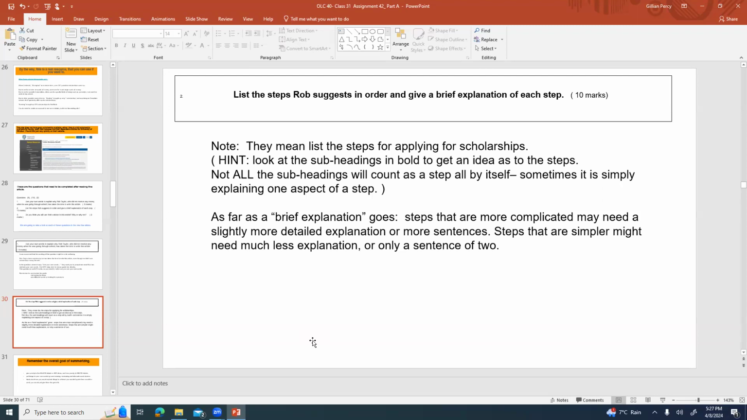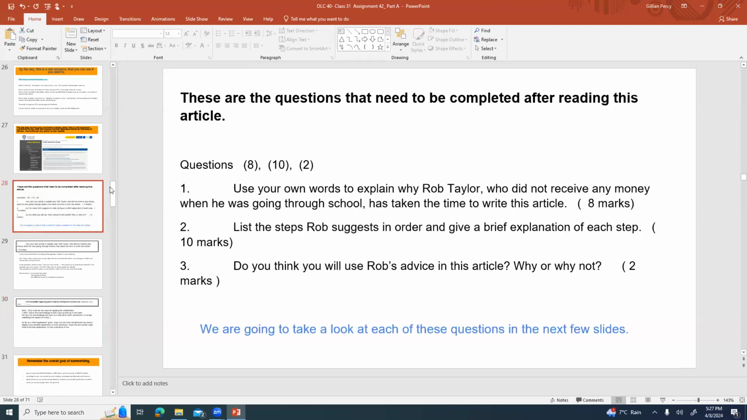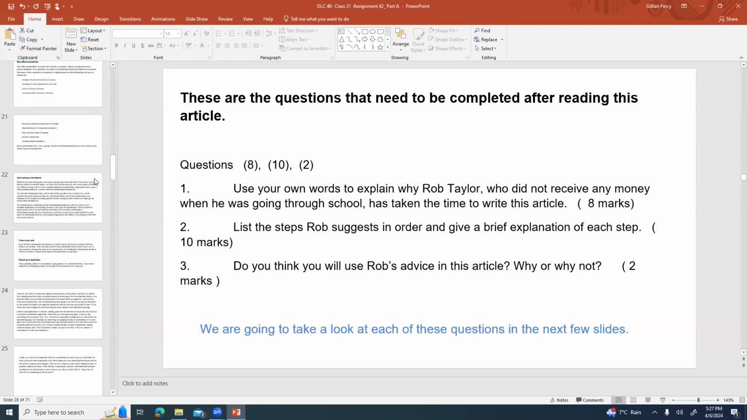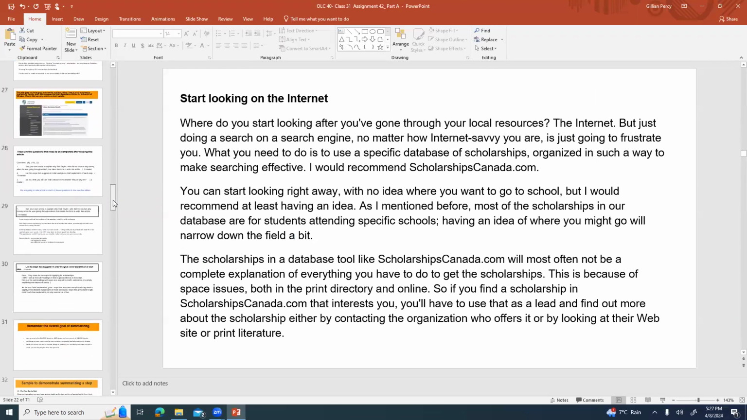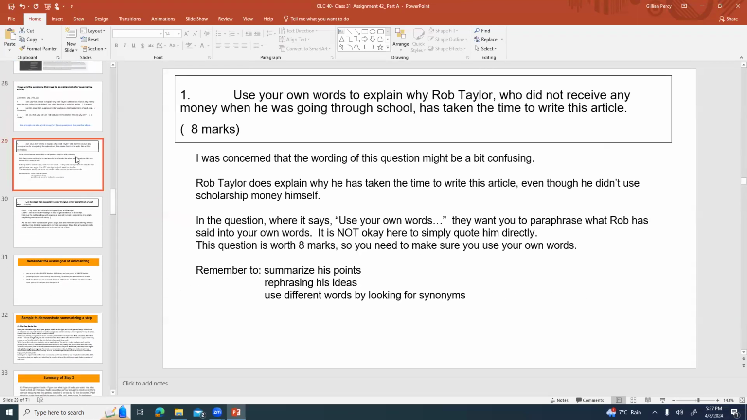Keep in mind, not all the subheadings will count as a step all by itself. Sometimes it's simply explaining one aspect of a step. So if you're not sure what a subheading is, hang on a sec. See up top, "start looking in the internet." That's a subheading. So some of these things are steps, some of them may not be. So be mindful of that when you're looking at them.